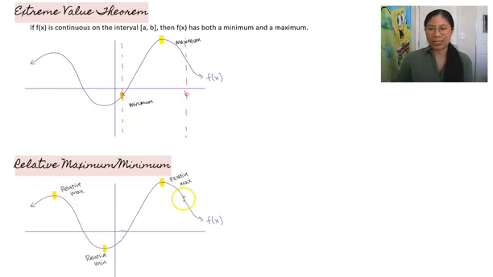One other thing is an absolute maximum or minimum. Absolute means over the entire graph, what are the highest and lowest points? In this graph, the very highest point that this graph reaches is this one right here, because it's a little bit taller than my other relative maximum.